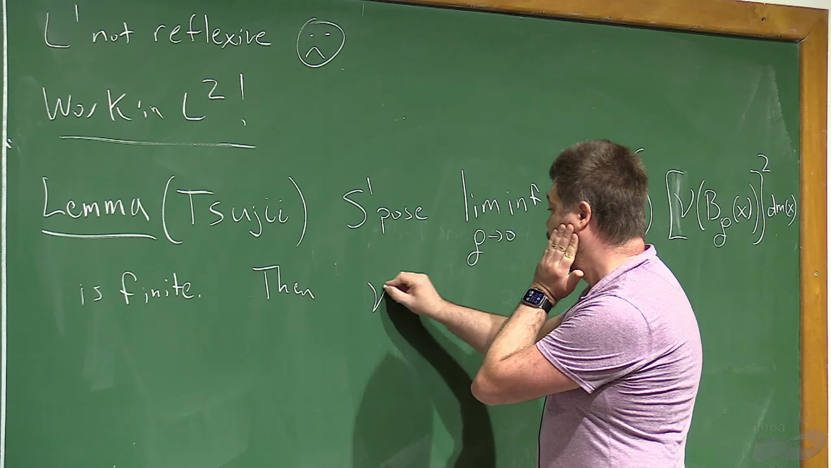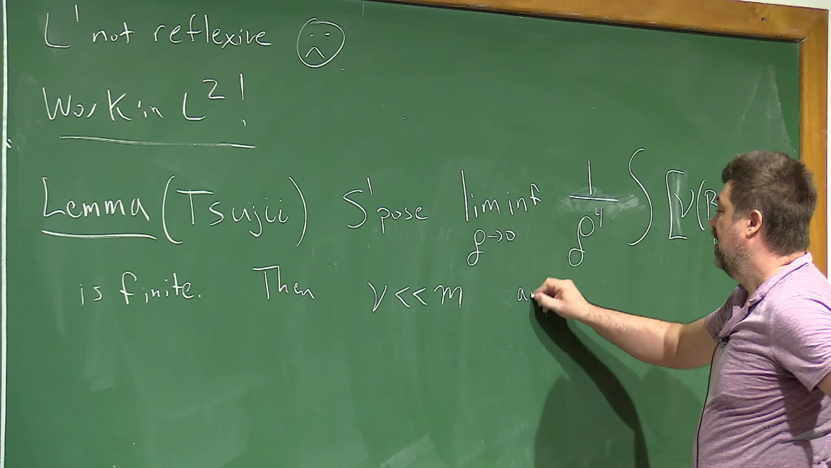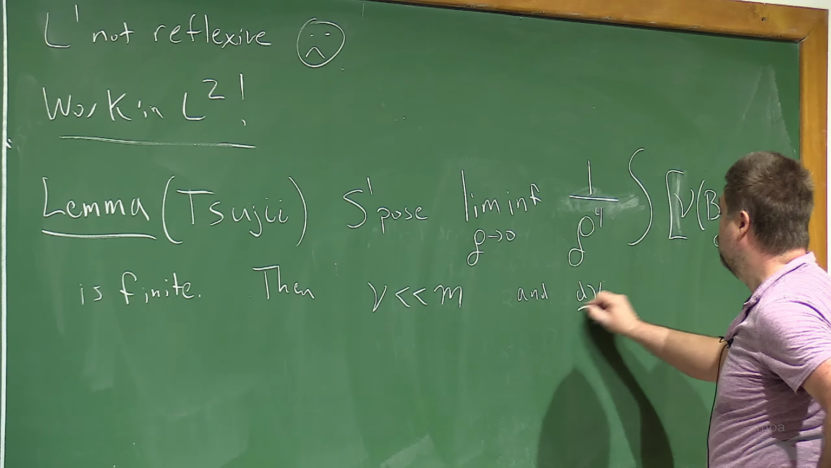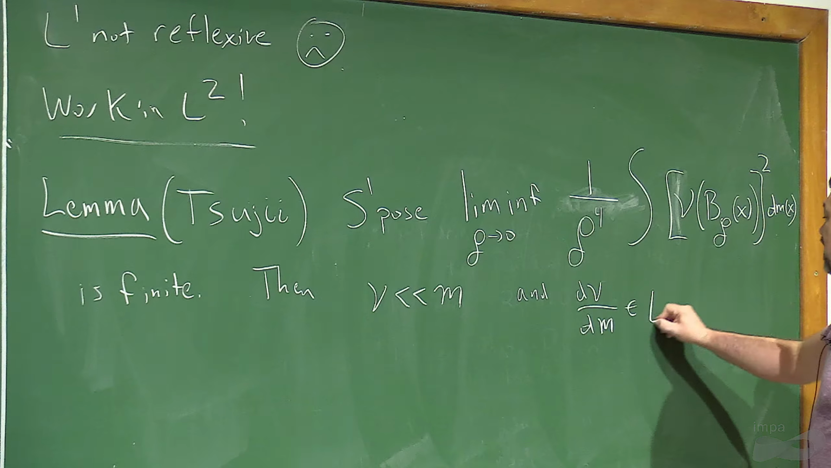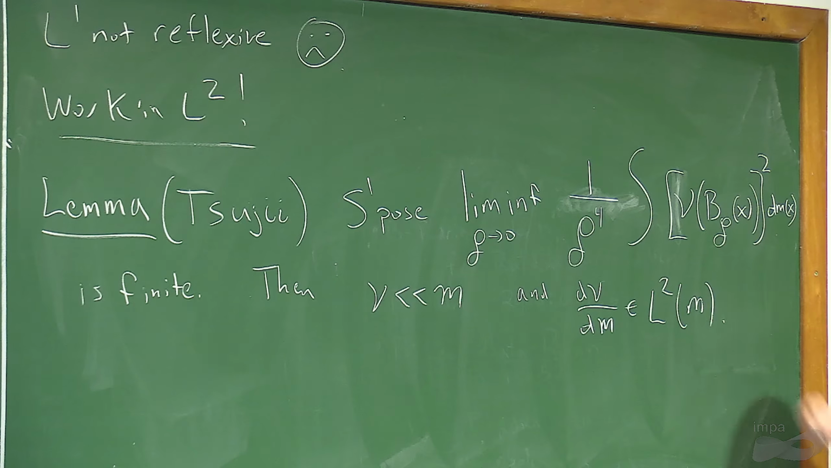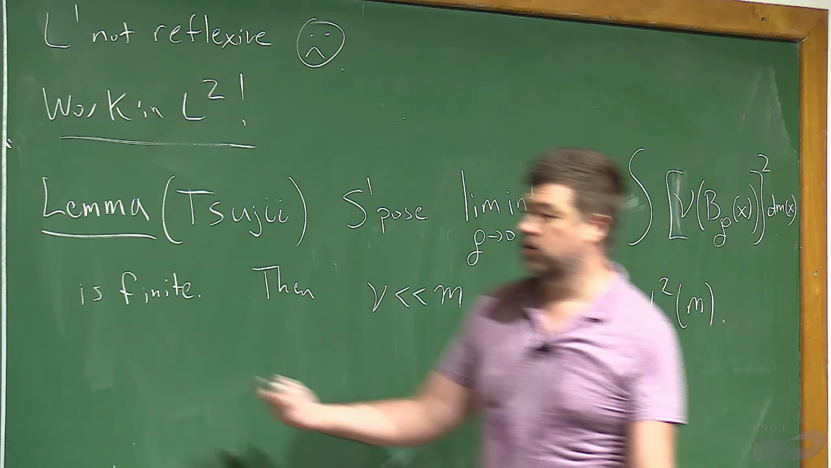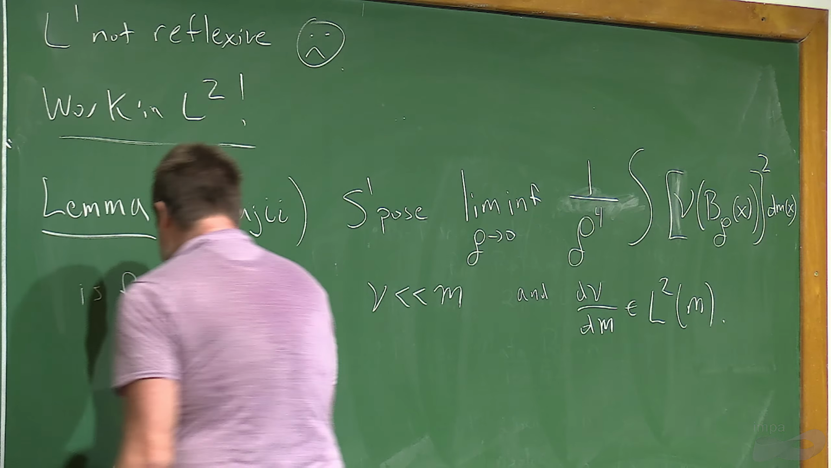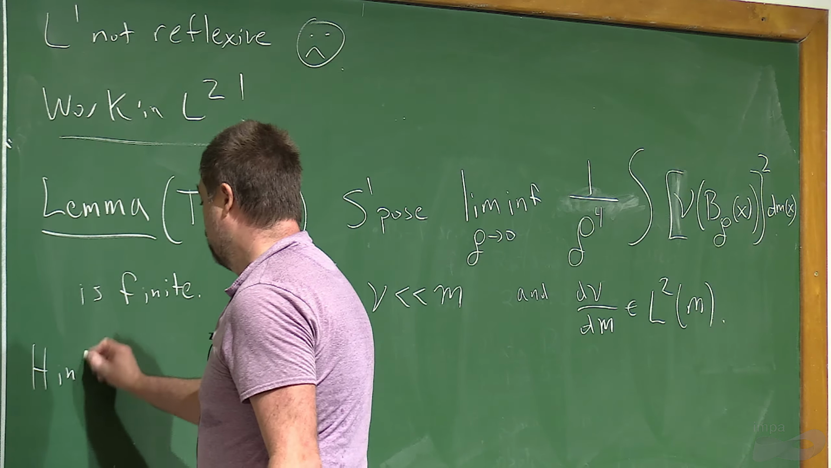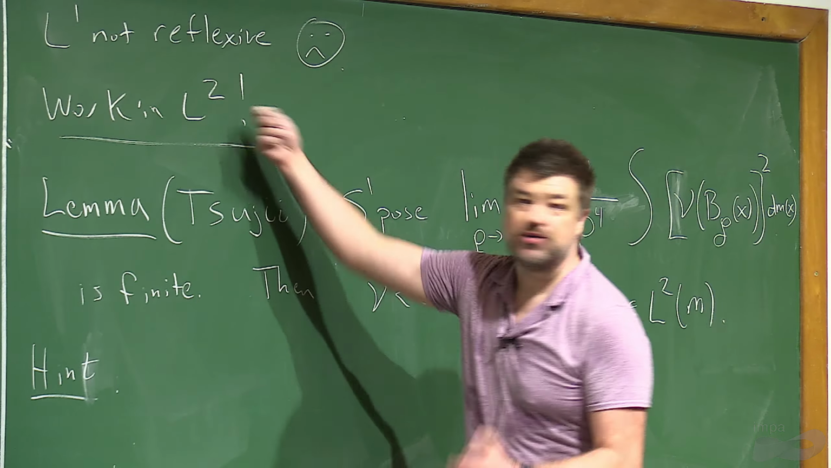Then nu is absolutely continuous with respect to the Lebesgue measure, and actually d nu/dm is in L2 of m. So somehow, just by leaving L1 and going to a nicer space, you can reverse this inequality and you actually get something stronger. Okay, I'll leave it as an exercise, but what is the hint? Is to use that L2 is reflexive.